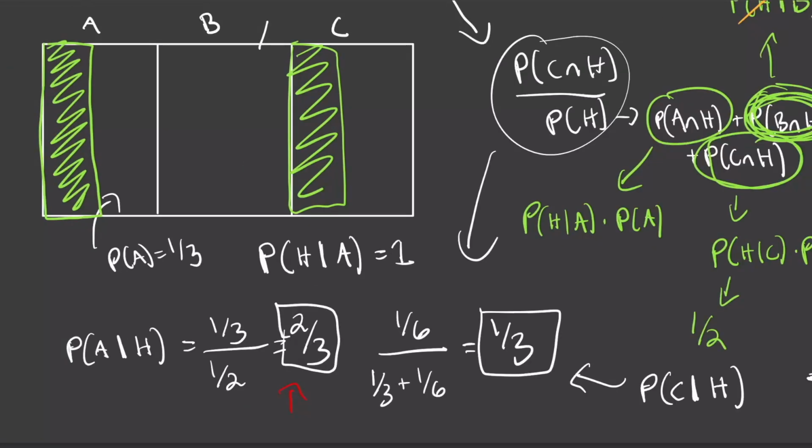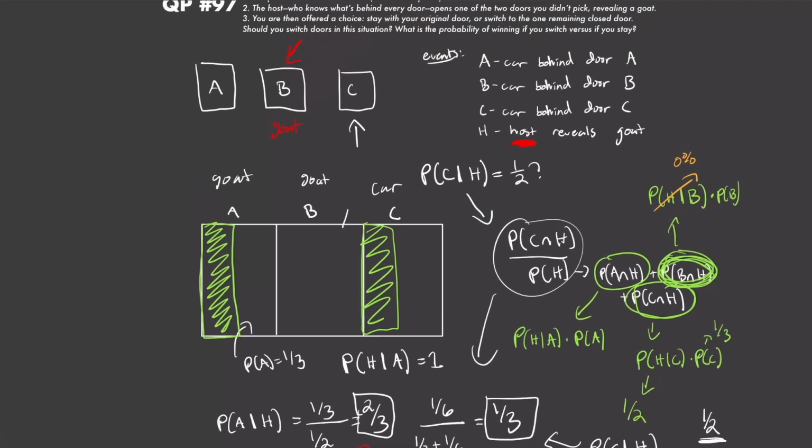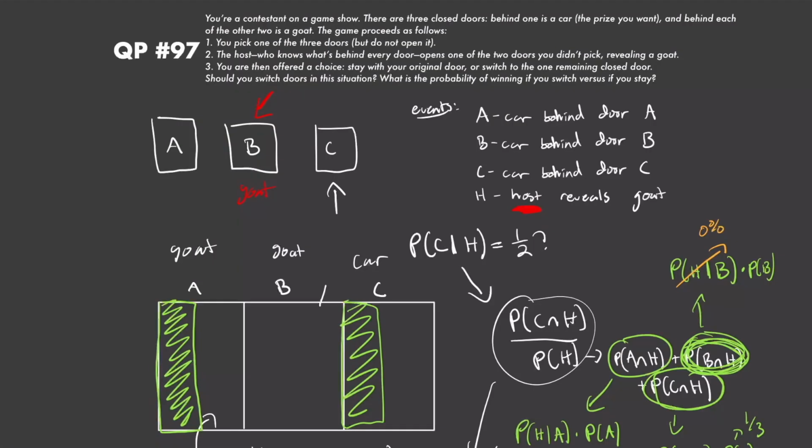But you can kind of understand how when the host reveals the door, it's not random sampling, right? He's forced to reveal a door with a goat behind it. So our answer is going to be different. And what is the probability of winning if you switch? Well, we found it was 2/3, and if you stay, it's 1/3, so you should switch.